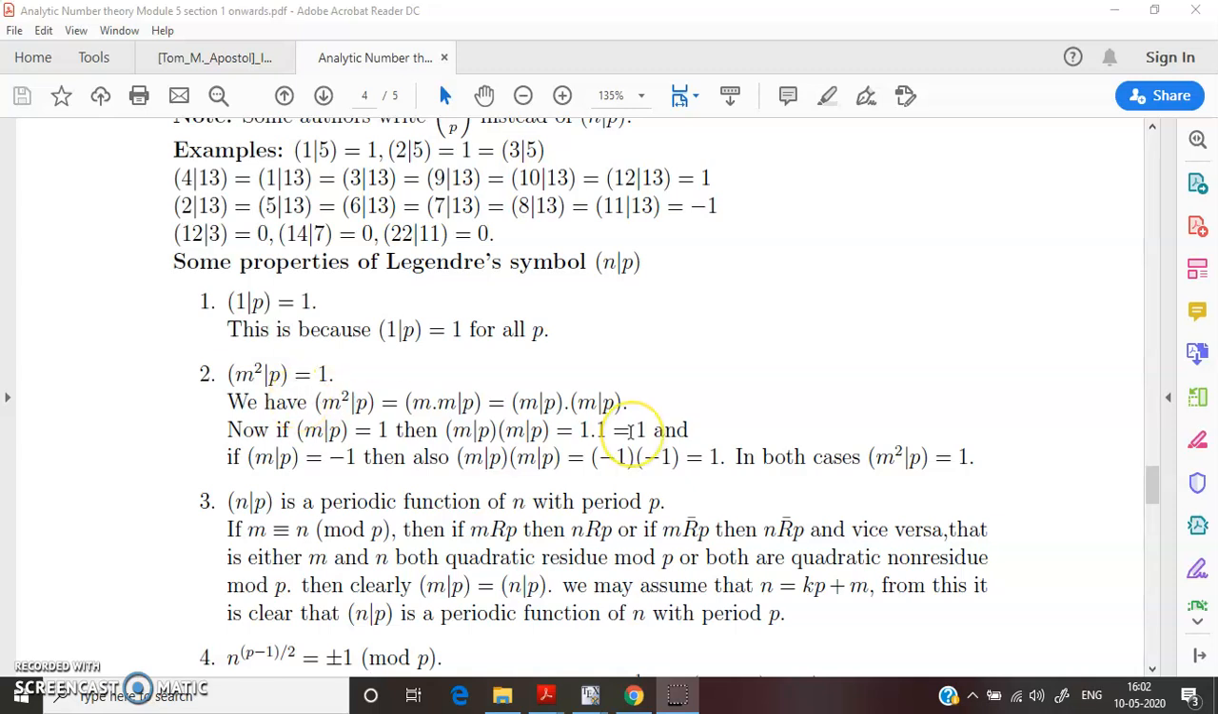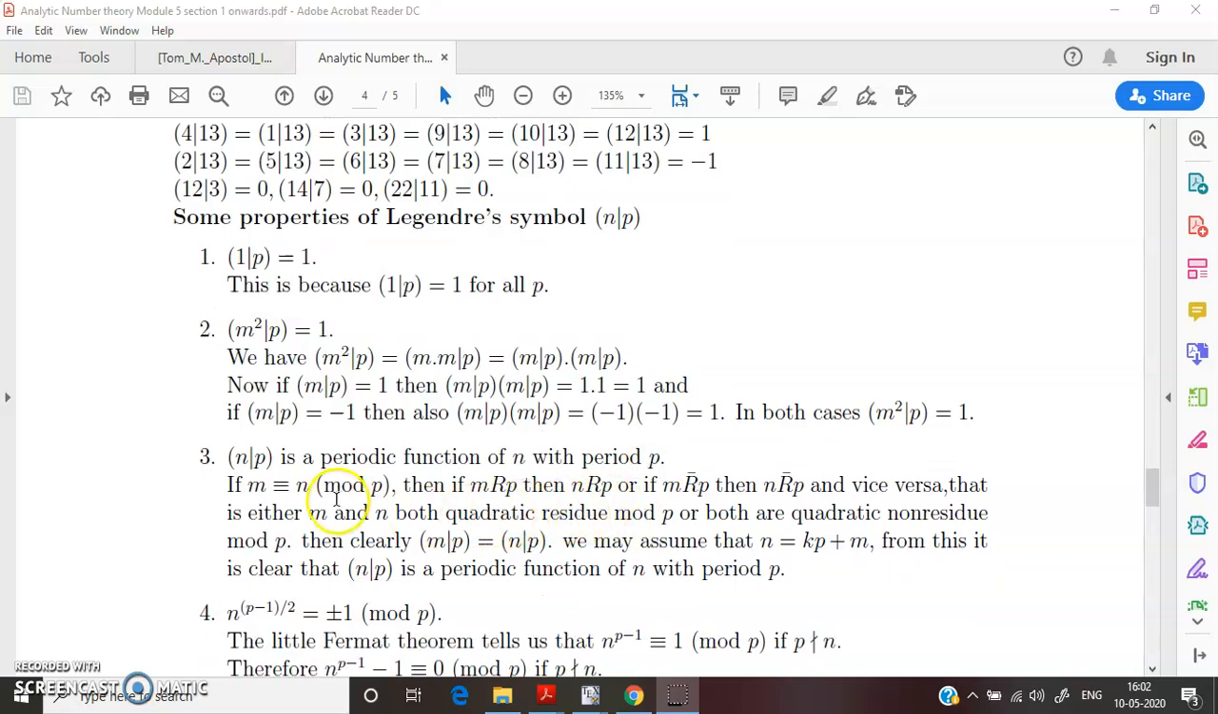So in both cases, this m square over p is 1. Next, we will be discussing that the Legendre symbol n over p is a periodic function of n with the period p. N over p is a periodic function of n with period p. This is what we are going to prove.